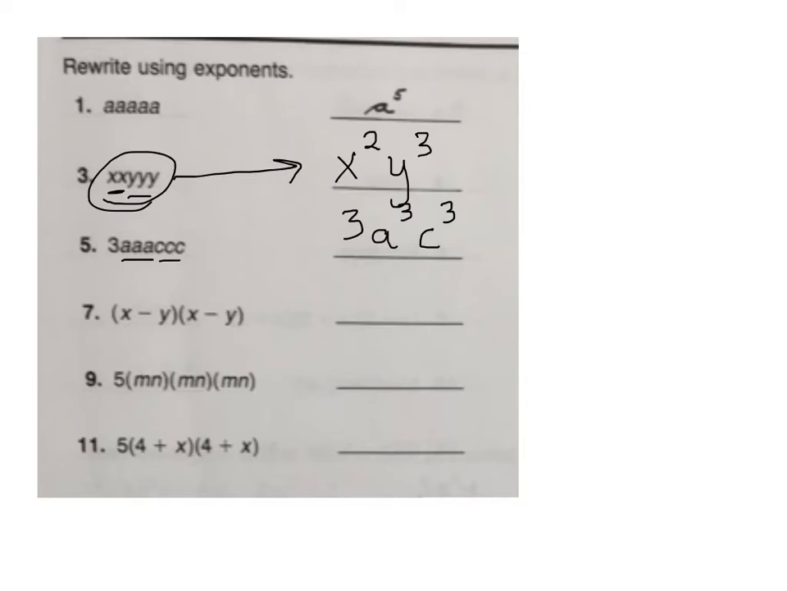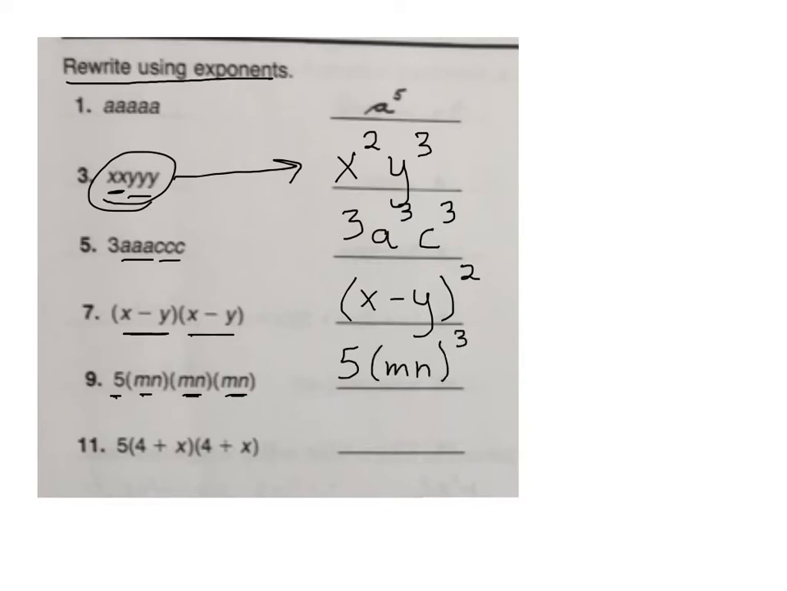Now look at this one. I've got X minus Y times X minus Y. Well, I could write that as X minus Y to the what? To the second power. See, the problem said rewrite using what? Exponents. Okay, here I've got 5 and then mn times mn times mn. And so that'd be mn to the what? To the third power.